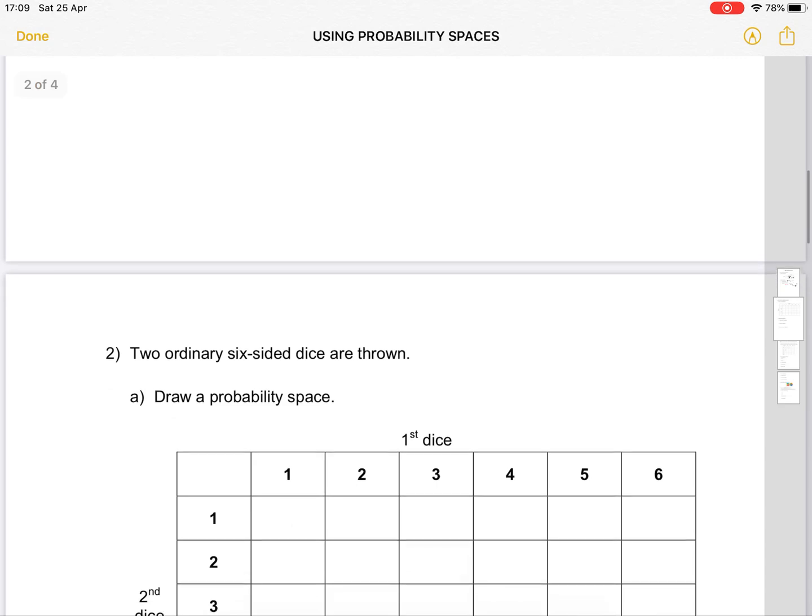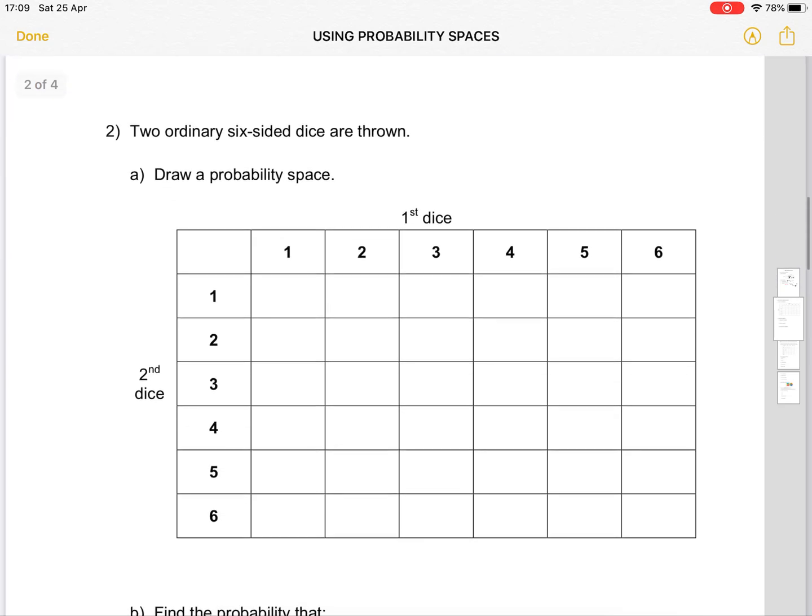Now, let's continue to number 2. Now we have a bigger probability space because we have two ordinary six-sided dice, and the question is, two ordinary six-sided dice are thrown. Question A, draw a probability space.